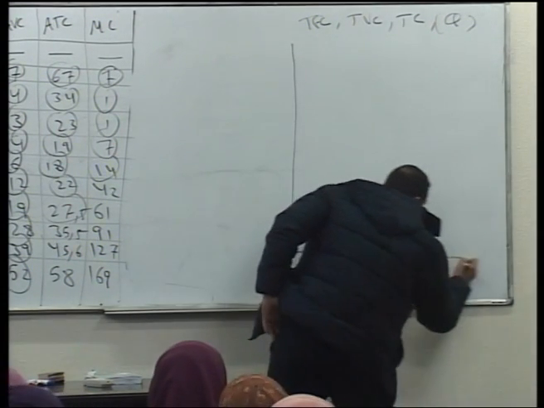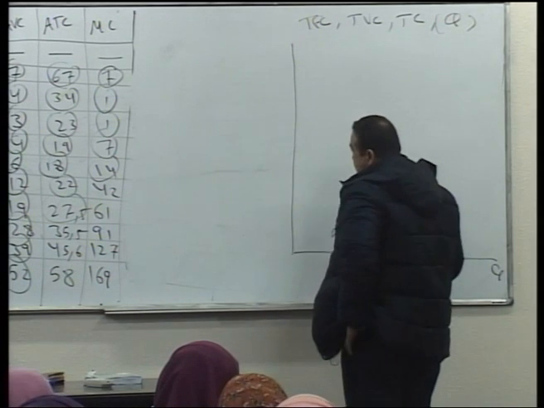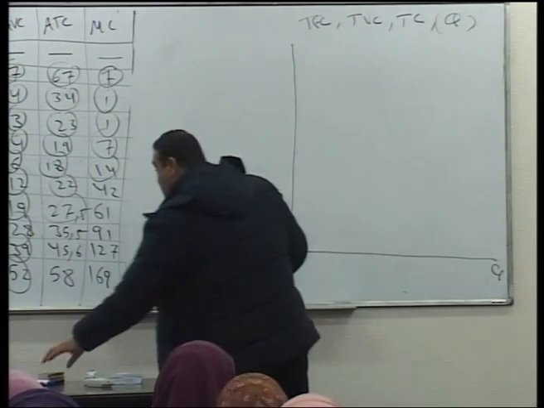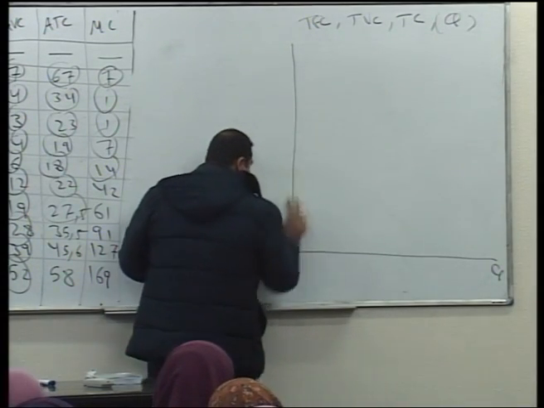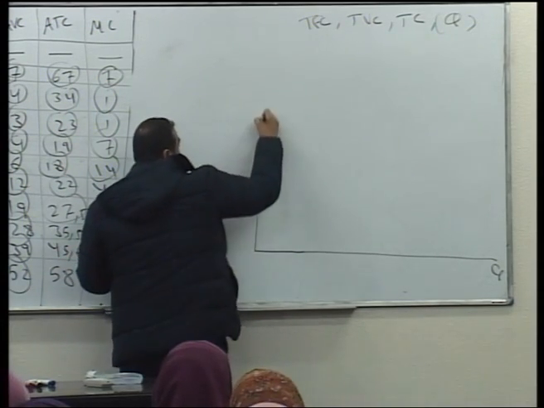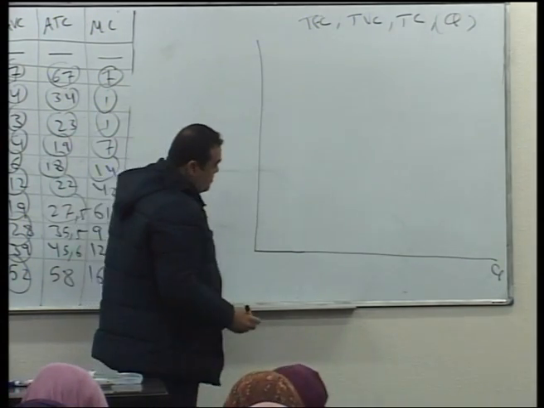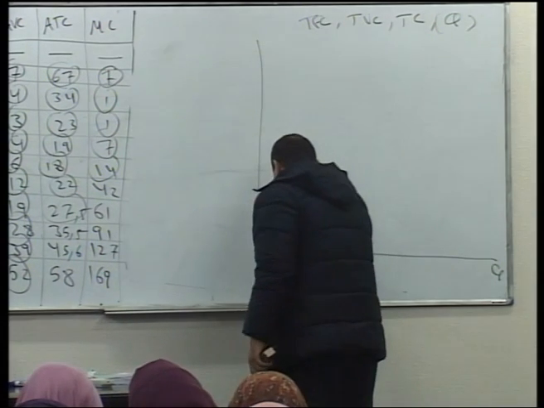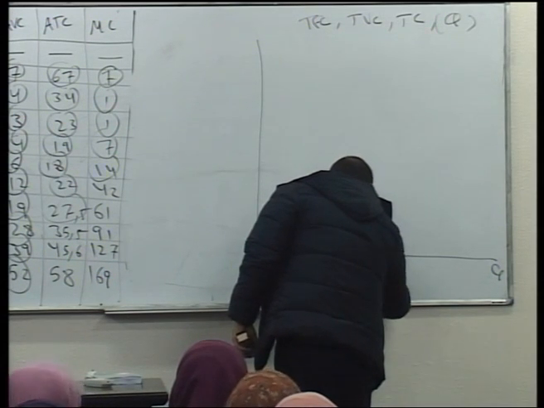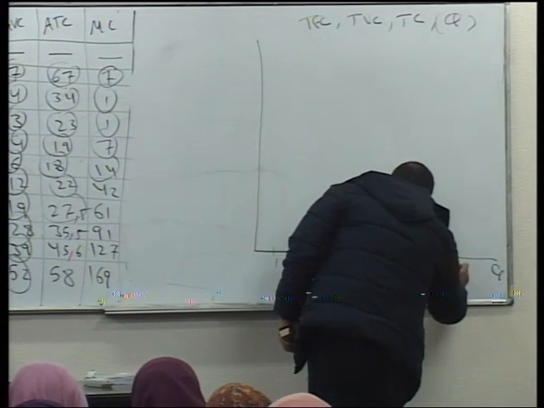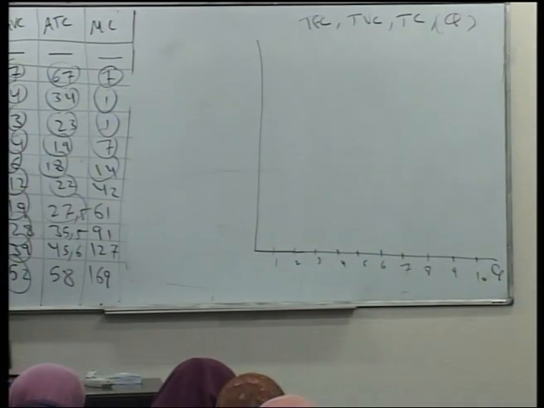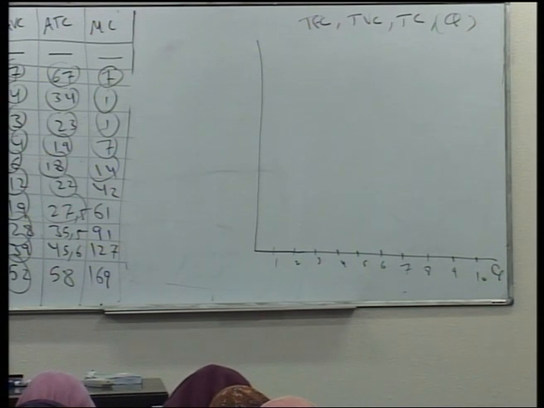Quantity produced from 0 to 10: 0, 1, 2, 3, 4, 5, 6, 7, 8, 9, 10. Total fixed cost, total variable cost, and total cost.